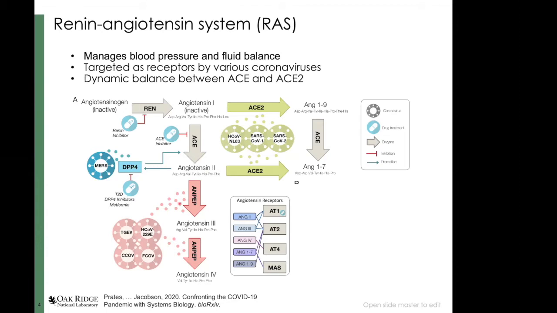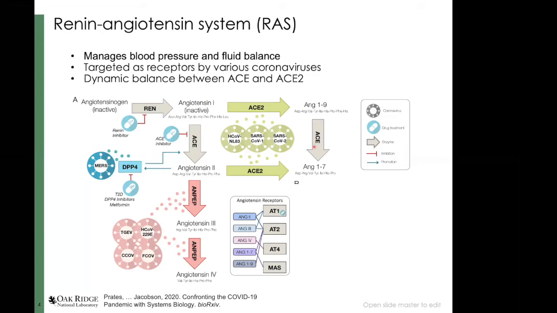But if you look around at other viruses like MERS or TGEV, you'll find that they're using other elements of these pathways to get into cells. So we were sort of preconditioned to be looking at the RAS pathways. And in this simplified diagram, you can see there's this really dynamic tension between ACE2 and ACE.